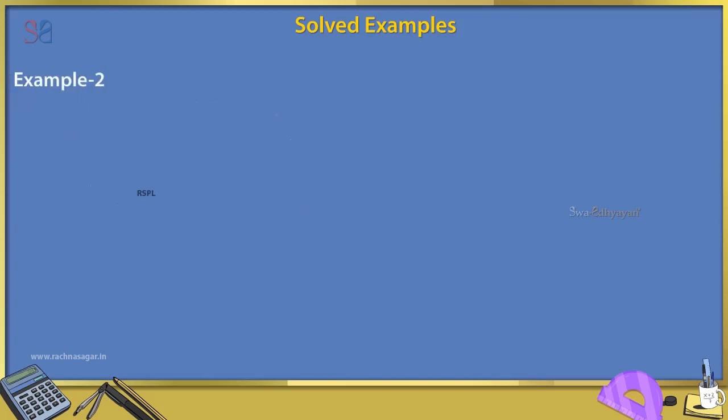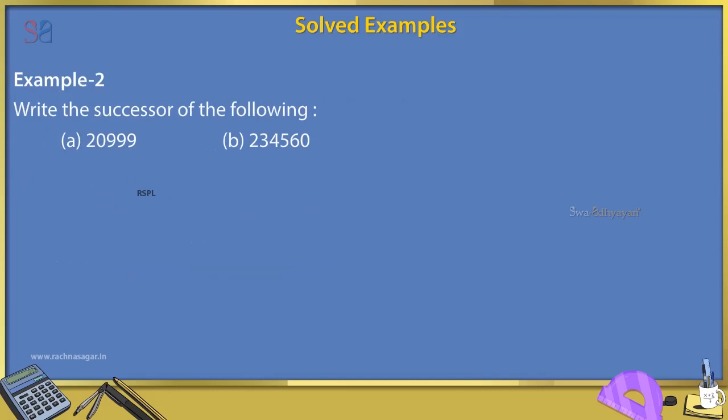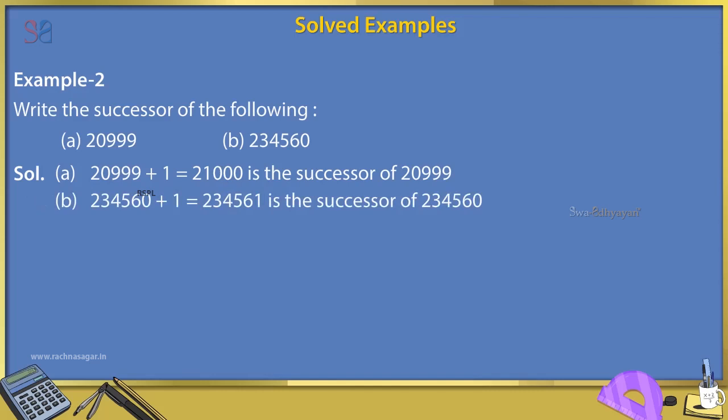Example 2. Write the successor of the following. A. 20,999. B. 2,34,560. Solution. A. 20,999 plus 1 is equal to 21,000, which is the successor of 20,999. B. 2,34,560 plus 1 is equal to 2,34,561, which is the successor of 2,34,560.